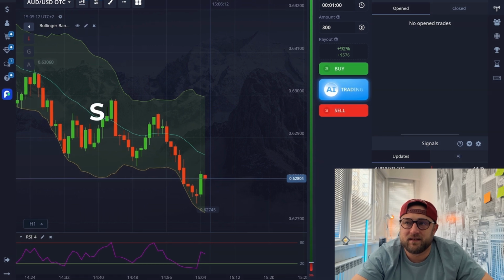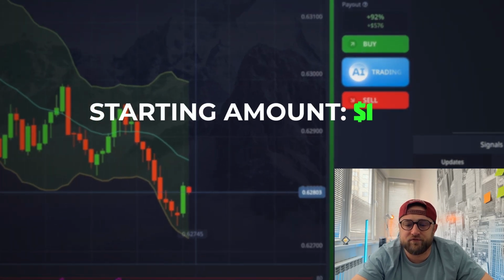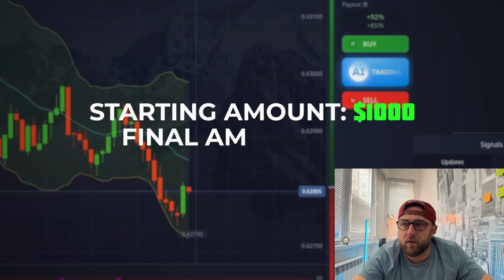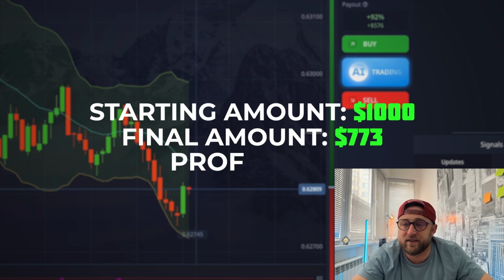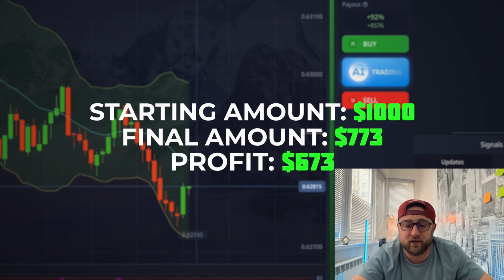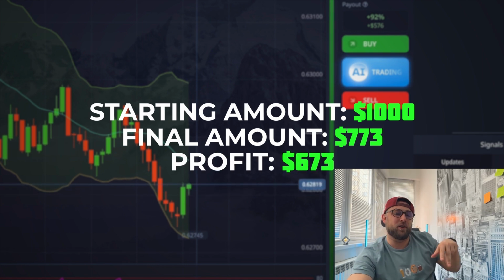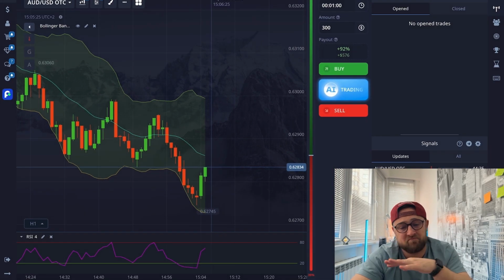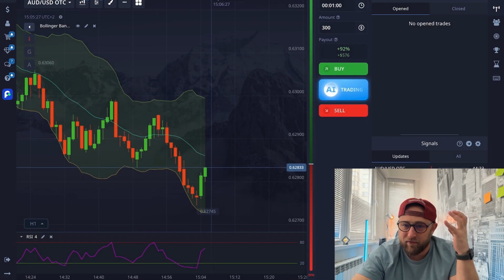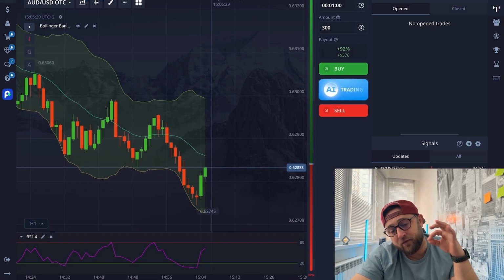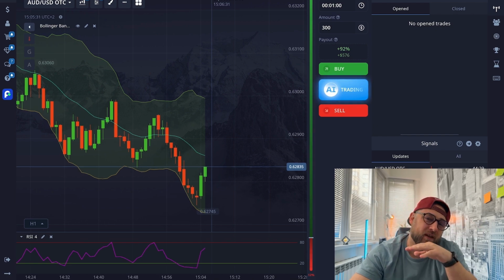Yes, $773. Clear profit is $673 today. Guys, just two indicators, Bollinger Band and RSI. And today, everything for content and for my small trip. Yes, leave in the comments below where I'm going, which country I'm going to travel to.